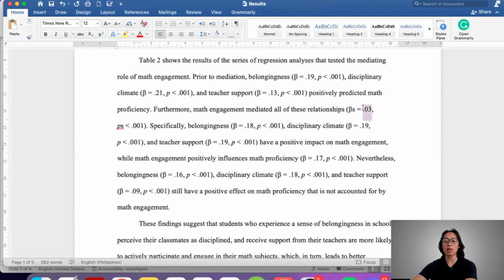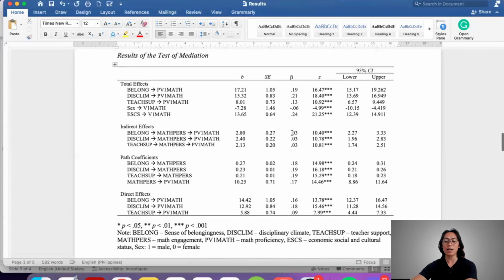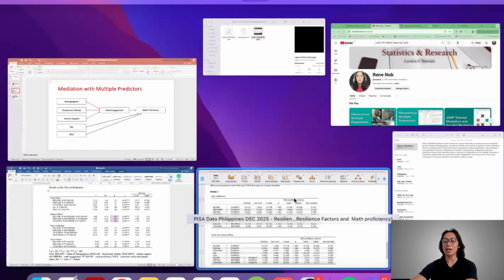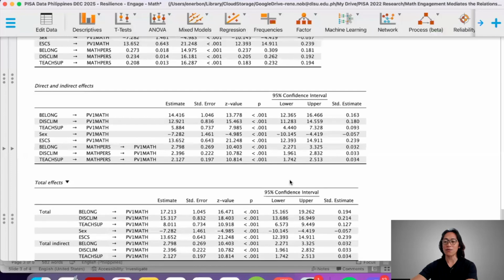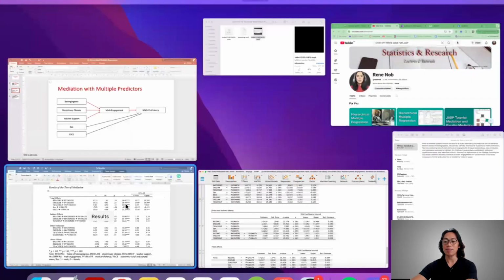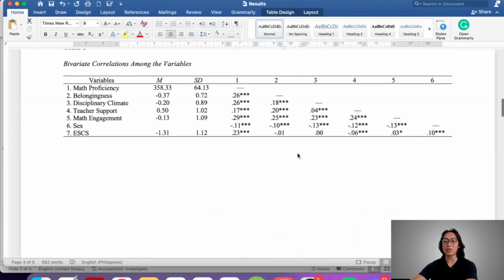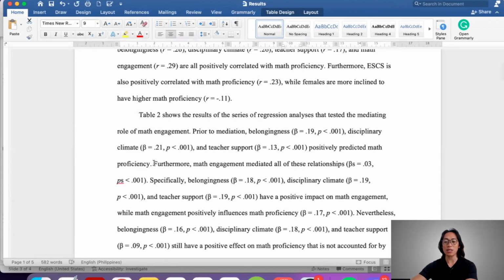But you might wonder, we have three indirect effects, so why are you only reporting one regression coefficient? Only because when you look at the indirect effects, they are all consistently 0.03. In the actual output, there's variation, of course. So 0.032, 0.033, 0.034. But when I rounded this into two decimal places, all of them ended up being 0.03. And that's why I simplified those three results with this one sentence.